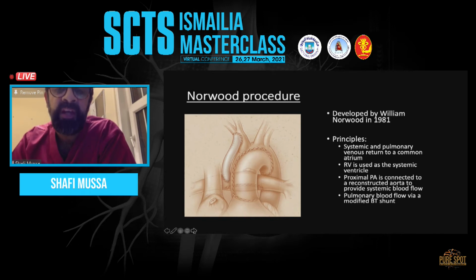And then finally, there has to be some way of getting blood into the lungs now that the pulmonary artery and the right ventricular outflow tract are connected to the systemic circulation. And William Norwood did this using a Blalock-Taussig shunt.